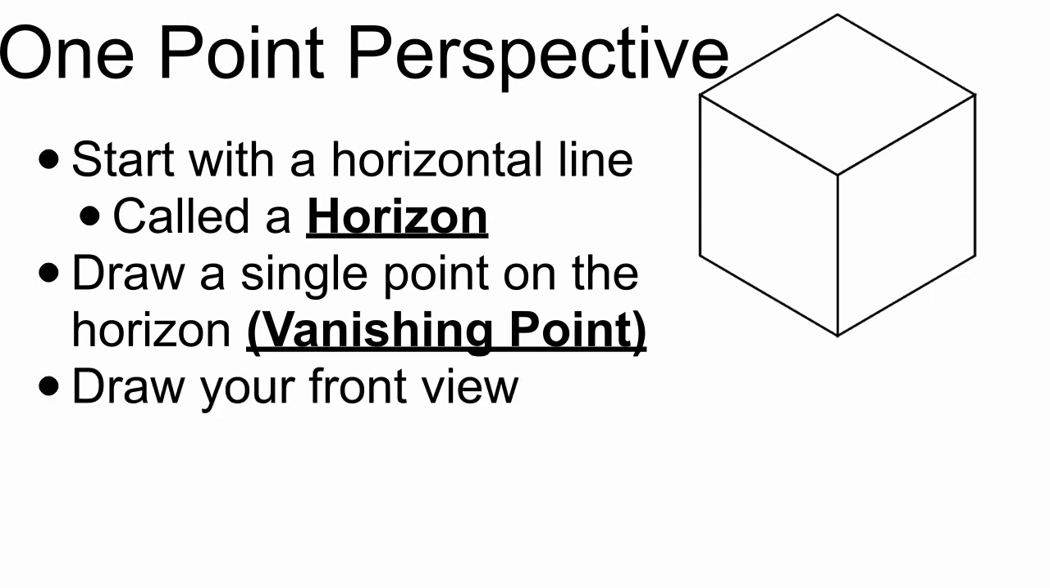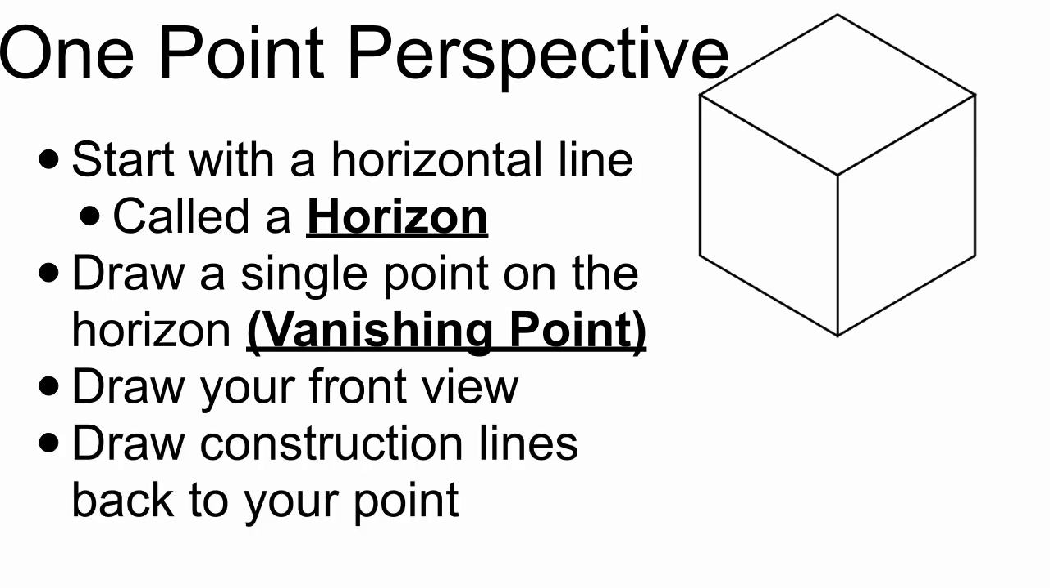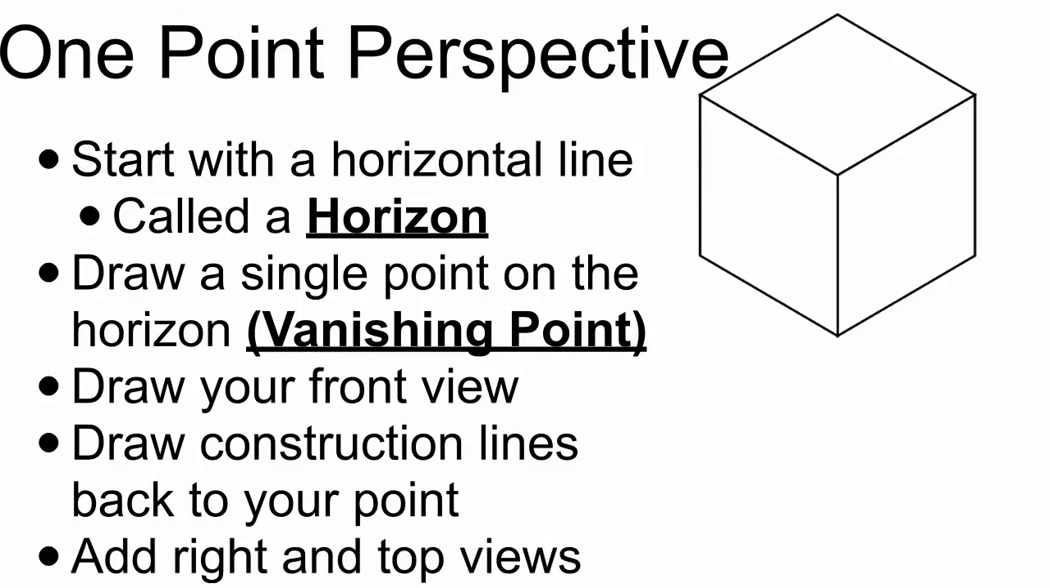Once you have that accomplished, you're going to draw your front view. So if I'm drawing this cube, which I'll do in just a minute, I want to draw the front view, which is going to just be a square here. We'll add on our right and top views in just a moment. Once you have that drawn on there, you want to draw construction lines back to your point, and we'll make that a little bit more clear here in just a moment. And then finally, add your right and top views.